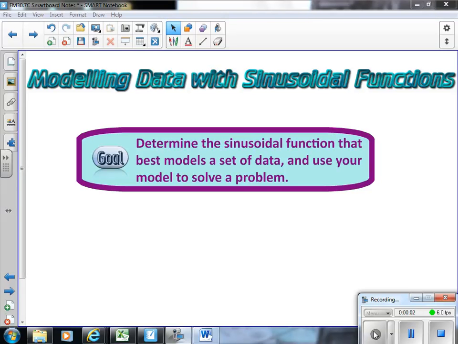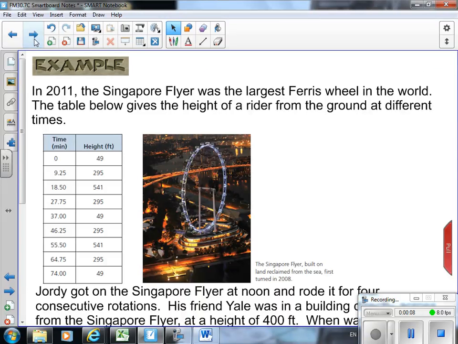So for the last lesson, we're just going to look at modeling data with sinusoidal functions. We're just going to look at one example. In 2011, the Singapore Flyer was the largest Ferris wheel in the world. The table below gives the height of a rider from the ground at different times.